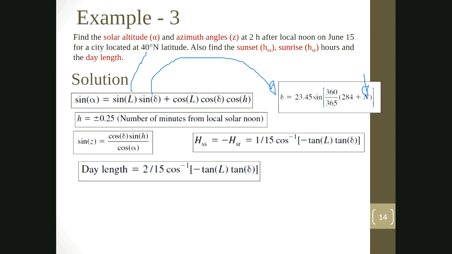Adnan, you are with us? H equal to? Okay, Omar? Yes, Adnan, 30, thank you. It is equal to 30, since it is 2 hours, 120 times 0, and it is positive because it is PM. So I have H, I have delta, I have the latitude. Alpha equal to what, Omar?